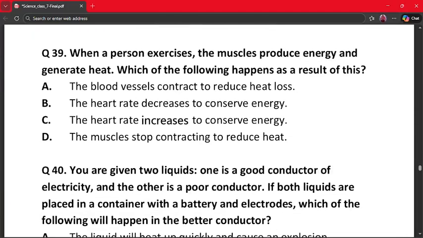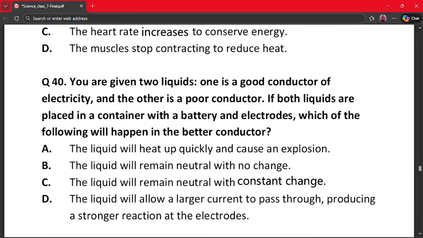Our next question is question number 39. When a person exercises, the muscles produce energy and generate heat. Which of the following happens as a result of this? A. The blood vessels contract to reduce heat loss. B. The heart rate decreases to conserve energy. C. The heart rate increases to conserve energy. And D. The muscles stop contracting to reduce heat. The correct answer is option A, because exercise produces heat and blood vessels widen to release heat. Heart rate increases, not decreases. So option A is the best answer.